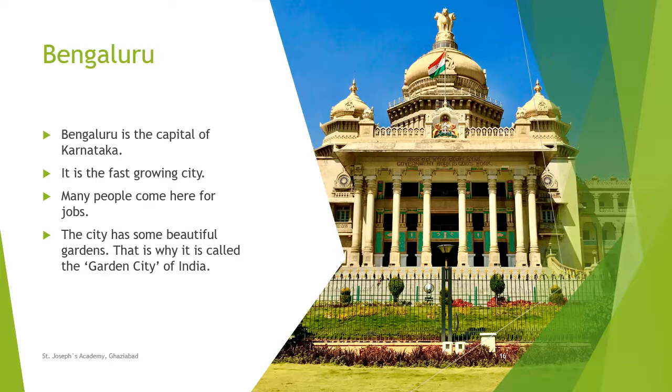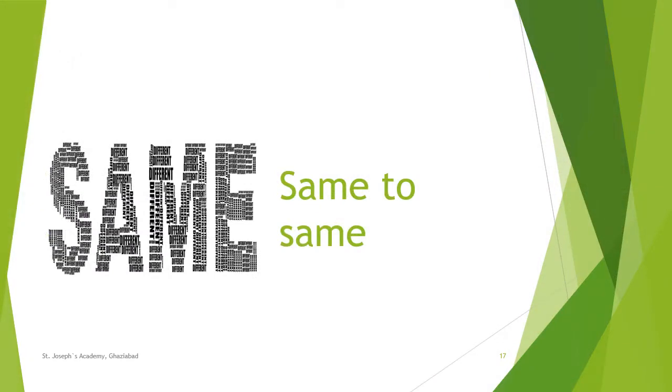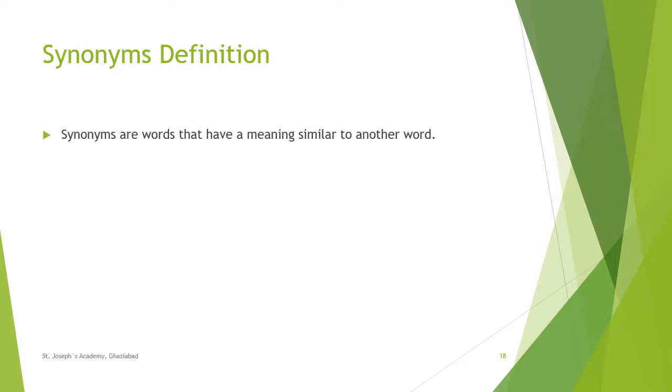Now we will move on to our third topic, Same to Same. Our third topic is chapter number 17, page number 25, and the name is Same to Same. Same to same are also known as synonyms. Synonyms are the words that have a meaning similar to another word.